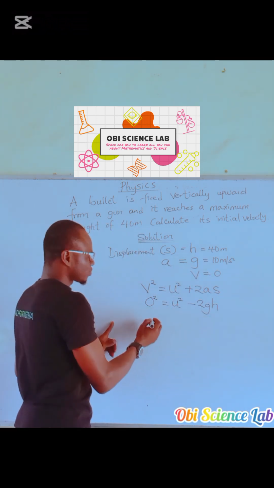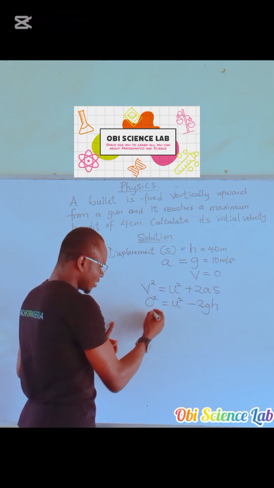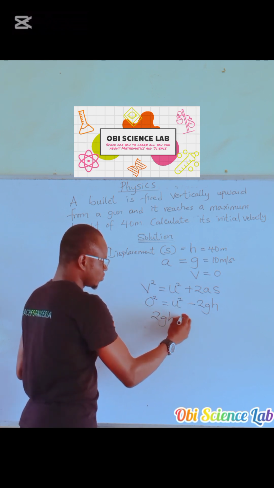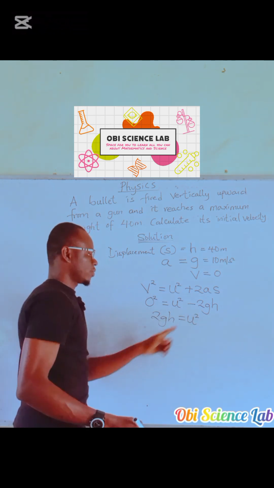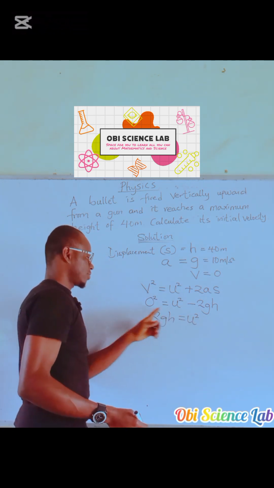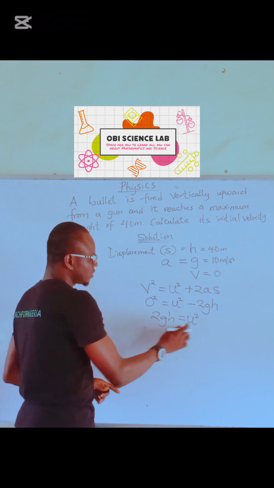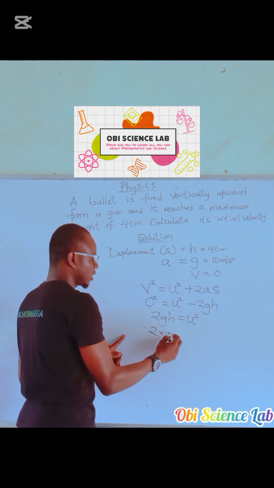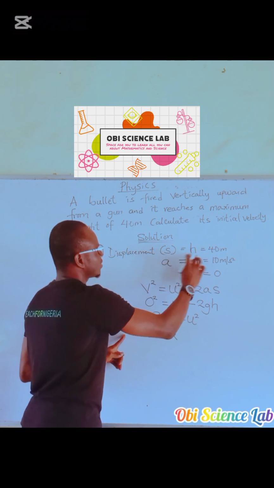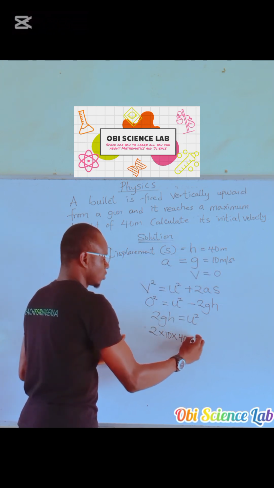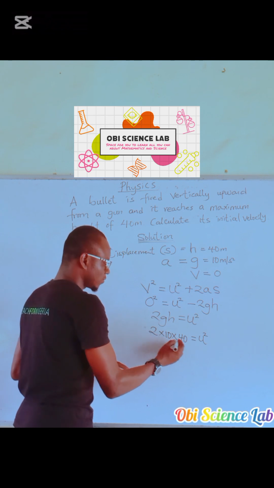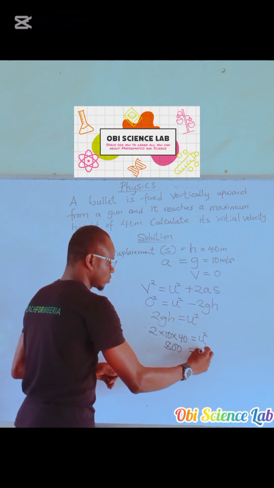So moving forward, we're going to have that 2gh should be equal to u squared. When we move this to the left hand side, we're going to have this equation. So 2 times g, which is 10, times h, which is the vertical displacement, 40, is equal to u squared. 2 times 10 is 20, 20 times 40 is 800, equals u squared.